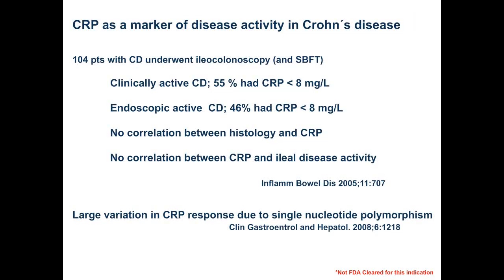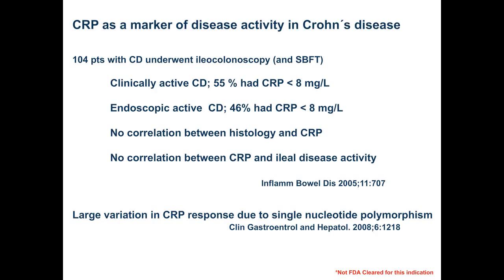Okay, so why use calprotectin? Why not use CRP? It's a blood test, it's much easier, more convenient. This is a study from the United States presented some years ago, and more than 100 patients underwent ileocolonoscopy and also a small bowel follow-through. They found that of clinically active Crohn's disease, about 50% had normal CRP levels. Endoscopic active Crohn's disease, about 50% had normal CRP. They found no correlation between histology and CRP, and they found no correlation between CRP and small intestinal disease, what we call ileal disease activity. That means that it's not very useful.